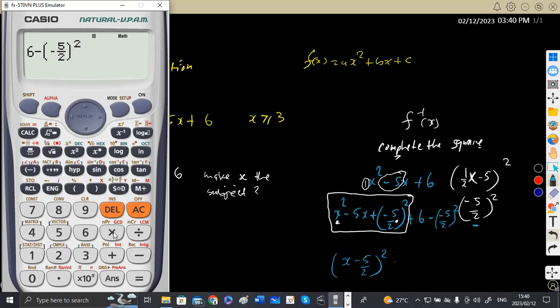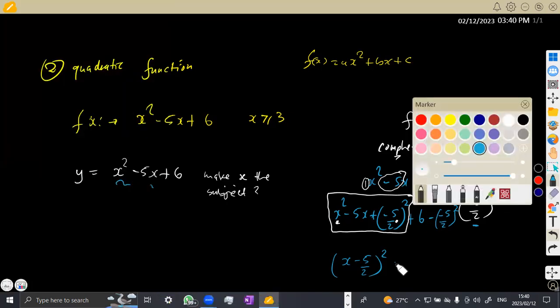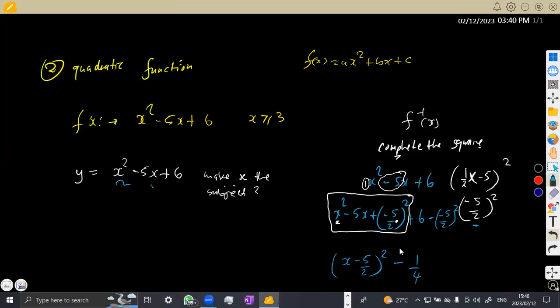All right, so this is what you're going to have. If you simplify, you are going to obtain negative 1 over 4. So that's negative 1 over 4 in this case. All right, so you've got negative 1 over 4. This is the part that you're going to obtain after completing the square. We are going to obtain the whole of this function that you're given here.